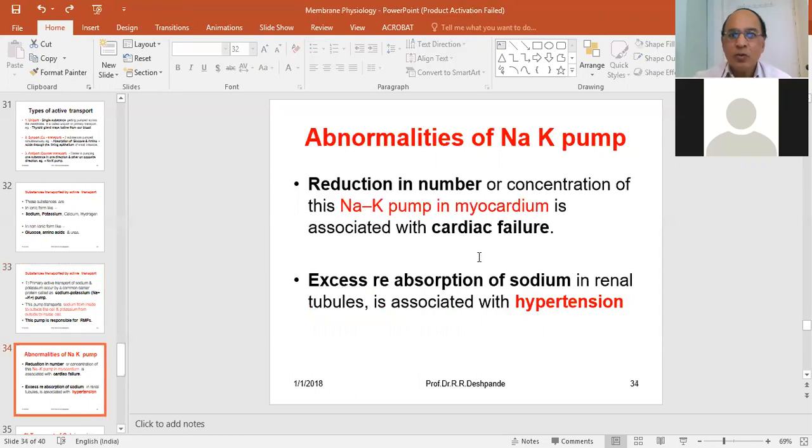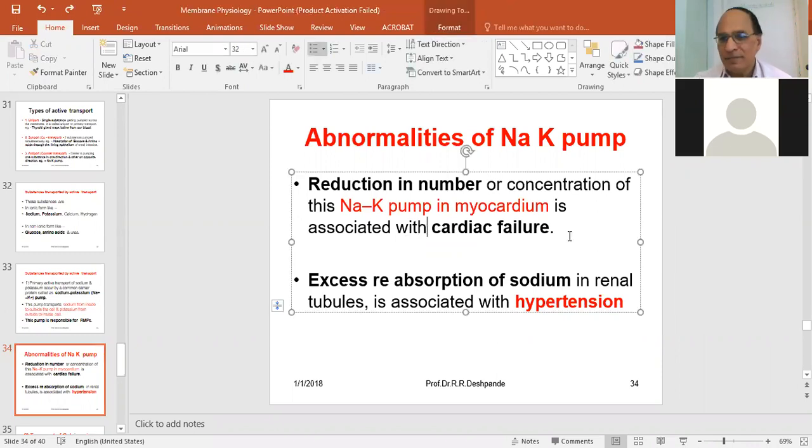Next, the sodium potassium pump. A reduction in the number or concentration of this Na-K pump in the myocardium is associated with cardiac failure. We are talking about pathology. When the active transport of the Na-K pump is damaged, what will happen? Cardiac failure will be there. Potassium will not enter into the cardiac muscles.